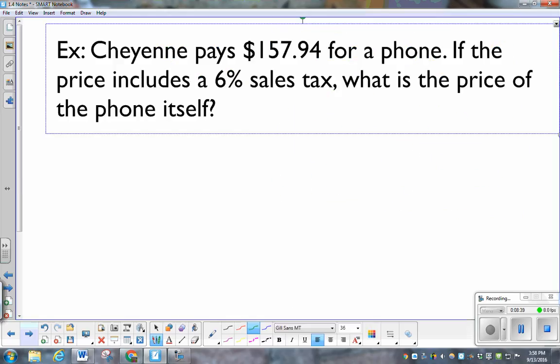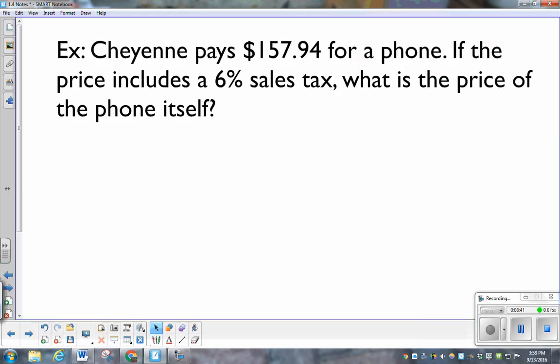All right, here's our second example. Cheyenne pays $157.94 for a phone. That's a pretty good price for a phone now. If the price includes a 6% sales tax, what's the price of the phone itself? So we're saying that that $157.94 already included the tax. Like that's what got charged to a credit card, $157.94. So we need to figure out what did that sales tag say for the phone, not including the sales tax.